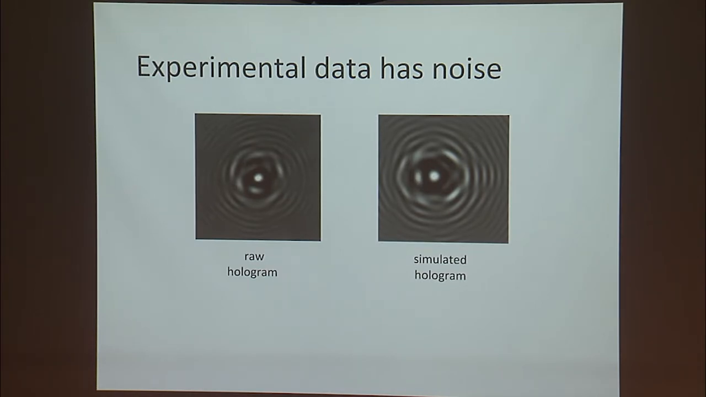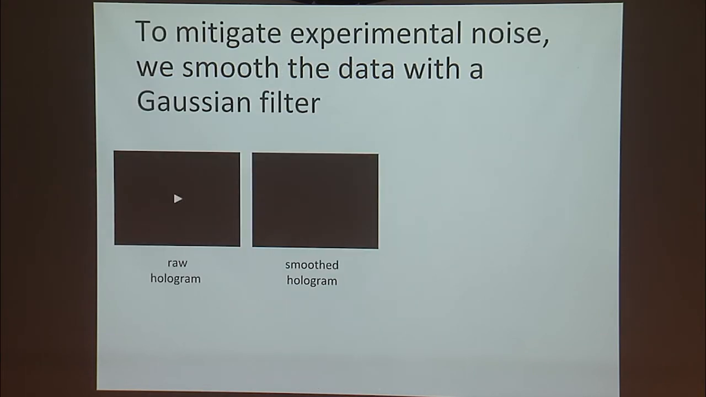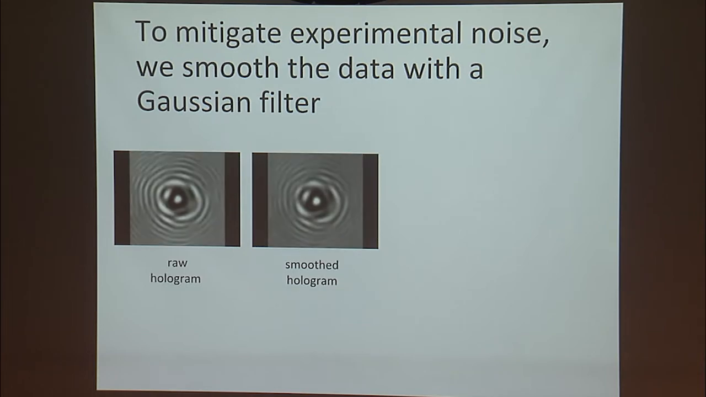This is a very dangerous thing to do because there's noise in the experimental images. So this is the raw hologram, and this is a simulated hologram, which is close to it, and they don't actually look the same. But anyway, what the hell? You only live once. You might as well do this. And so Ellen quite wisely starts by smoothing the hologram.